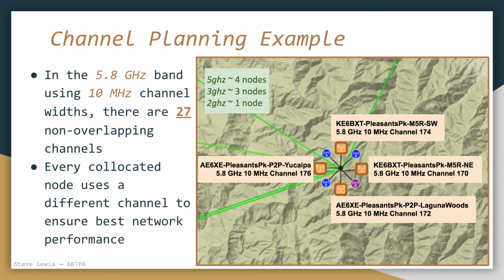Even though it's not shown on this diagram, it's important to note that every single co-located node here is using a different channel from its neighbors, and this simple design decision has proven to give excellent network performance at this site.